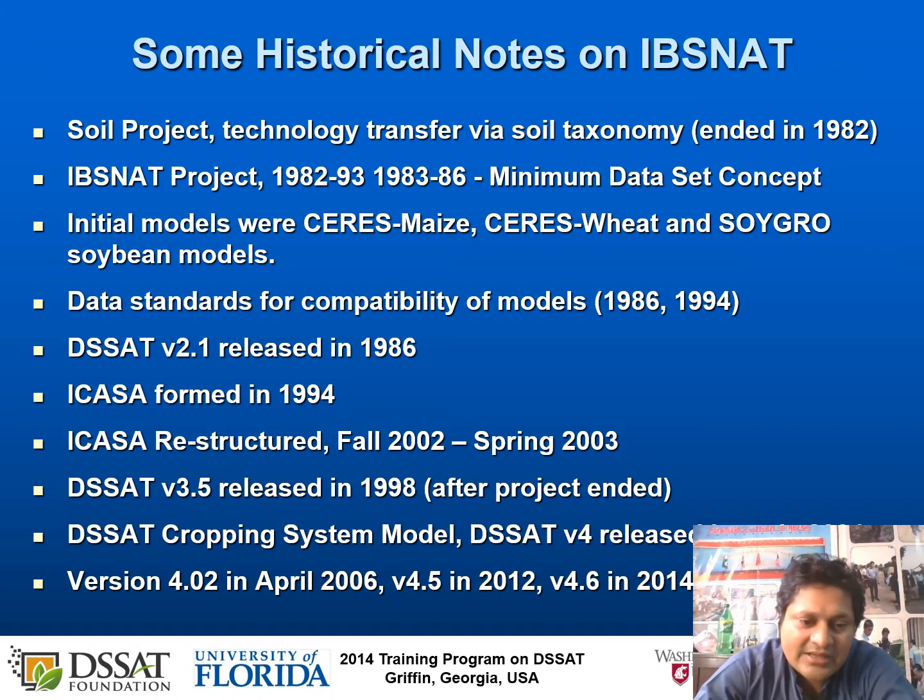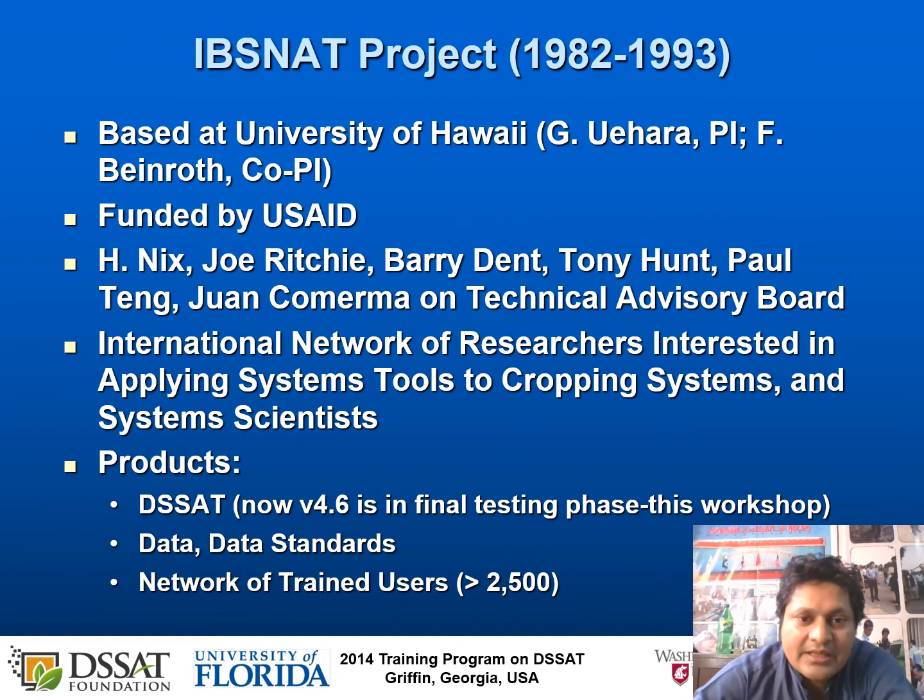After the project and the DSSAT cropping system model version 4 was released, it is now at 4.2 in April 2006, 4.5 in 2012, 4.6 in 2014, and 4.7 was released in 2019. The project's achievements are based at the University of Hawaii, mainly Yuhara, the principal investigator, funded by the USA.